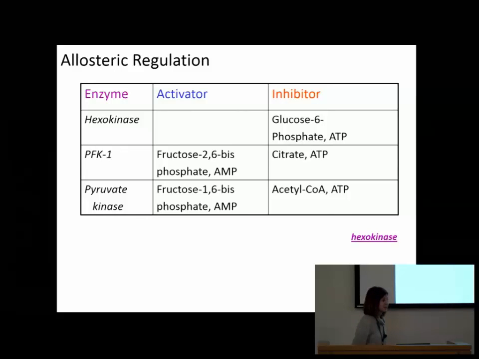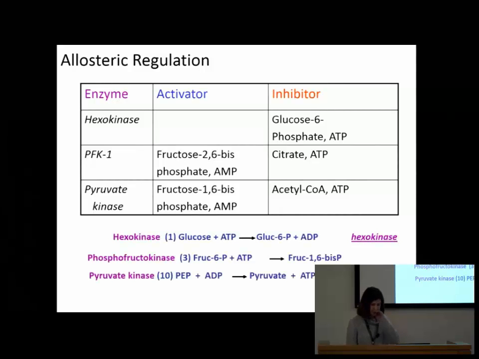AMP is adenosine monophosphate. It's our mono molecule without the phosphates on them. So it's an energy deficient molecule, right? So it doesn't have those phosphates on it. We'll talk about pyruvate kinase later. So those are those 3 reactions. Okay, so let's go back to our document camera.